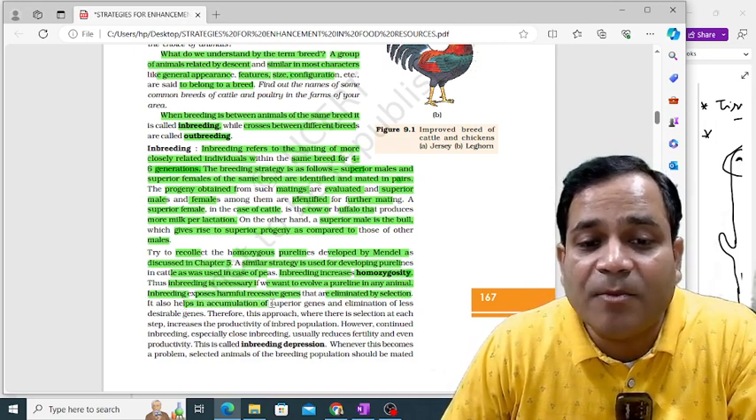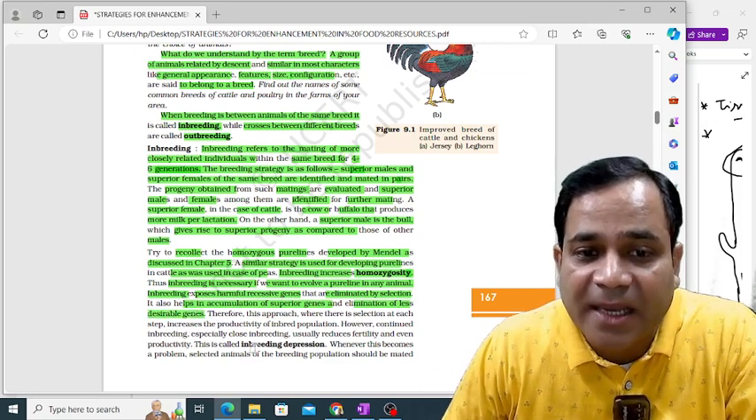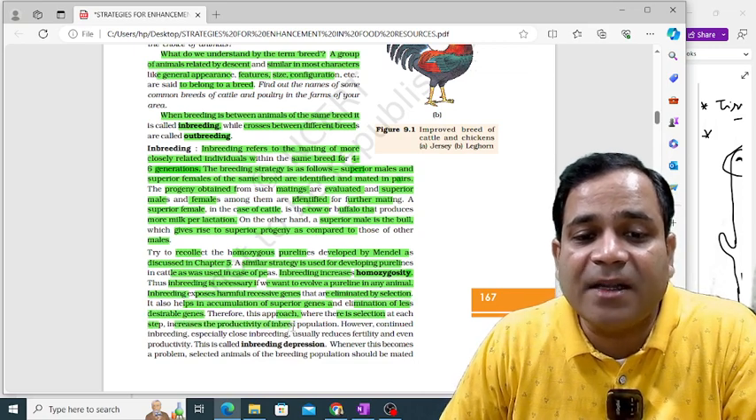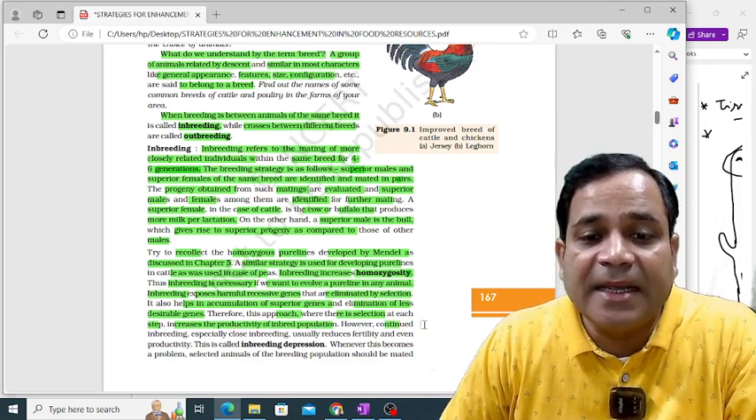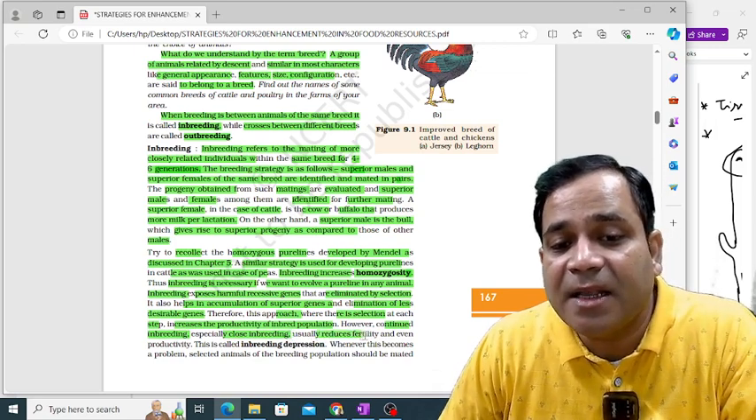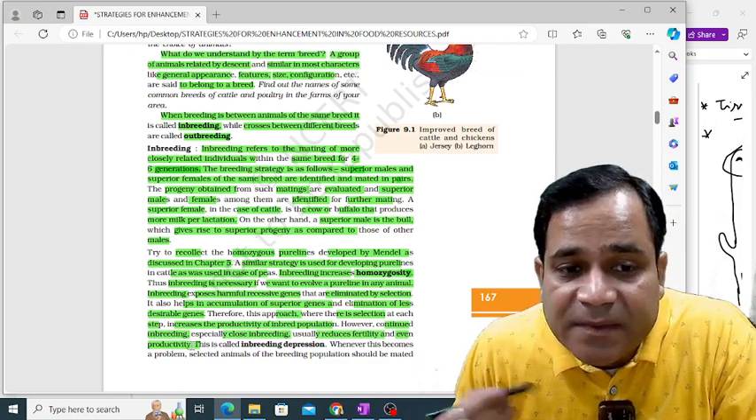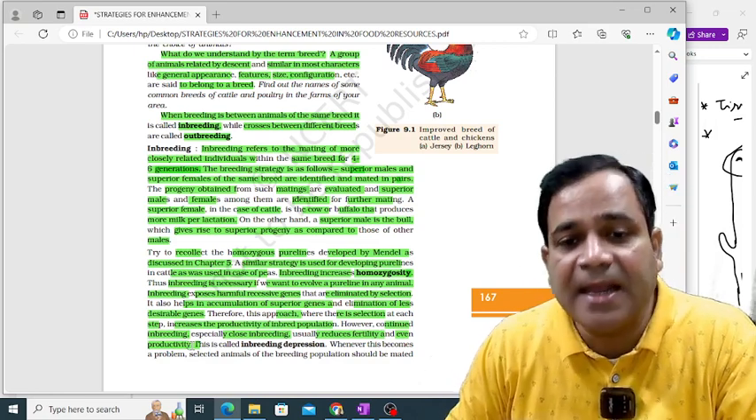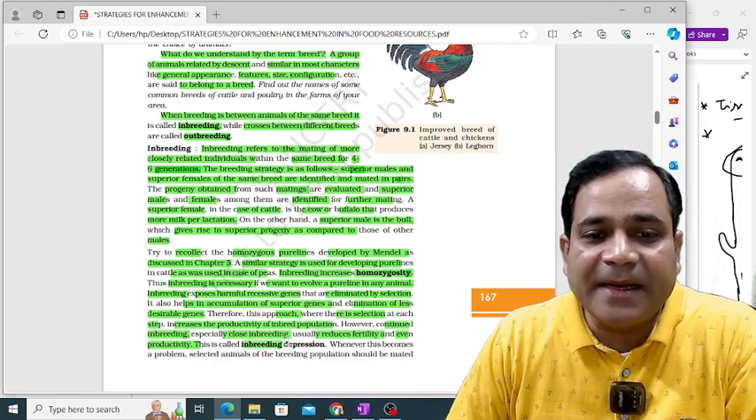It also helps in the accumulation of superior genes and elimination of less desirable genes. Therefore, this approach, where selection is applied at each step, increases the productivity of the inbred population. However, continued inbreeding, especially close inbreeding, usually reduces fertility and even productivity. Let's see, if we continue this inbreeding process, then the harm is what? It reduces fertility as well as productivity, my dear. So this is called inbreeding depression.